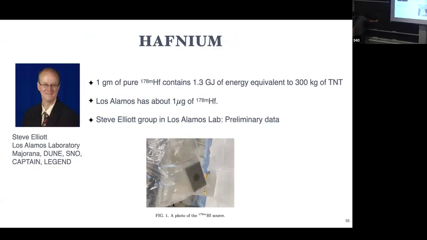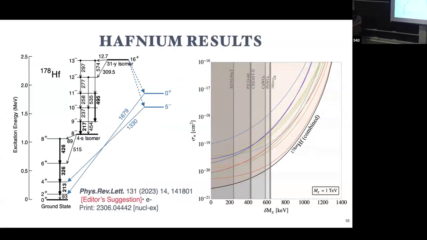Okay, so I got in touch with Los Alamos, who had some supply of this hafnium, to see if they could make an isomeric dark matter detector with it. This is what I'm showing here. One gram of pure hafnium contains a lot of energy, 1.3 gigajoules. But Los Alamos today has roughly a microgram of this hafnium. That's far away from what you need, but you can ask what you could do with it. What could you possibly do? This I like a lot.